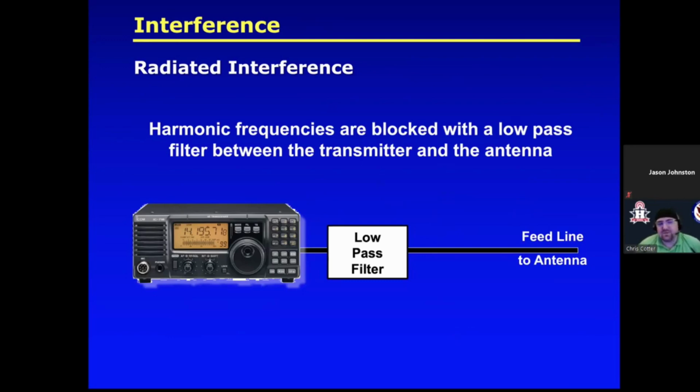In order to block out some of the radiated interference, like harmonics, you're going to use a low pass filter between the transmitters. A low pass filter is going to allow the frequency that you want, and I believe it will block out higher frequencies in order to get rid of harmonics.